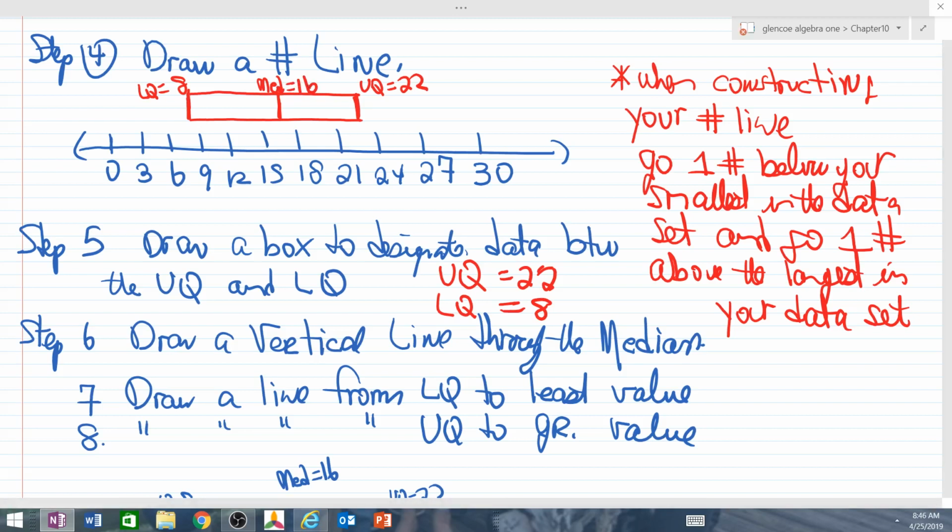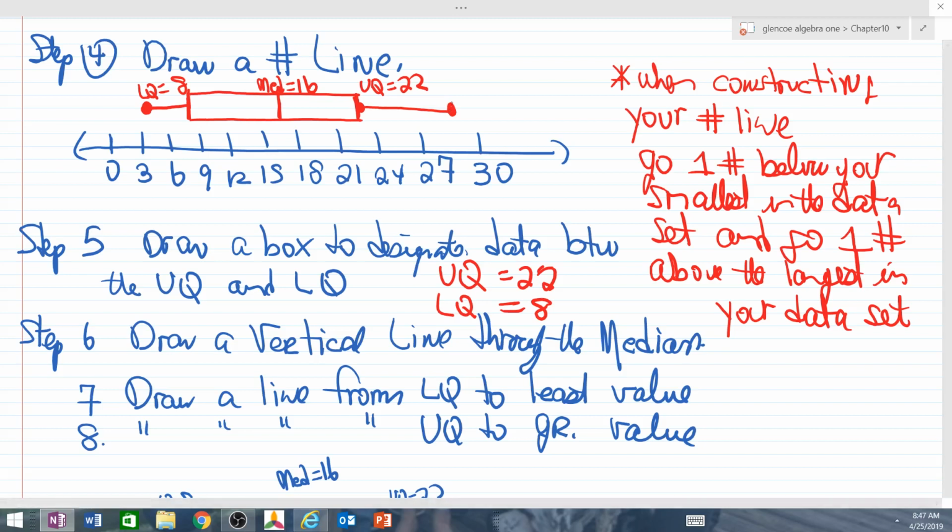Now we are going to draw a line from the lower quartile, which was 8, to the least value in our data set. What was the smallest value in our data set? 3. And then we're going to put a bullet on it. Okay? Now we're going to draw a line from our upper quartile, which was 22, to the greatest number in our data set, which was what? 28. I think it was 28. And that's your box and whisker plot.